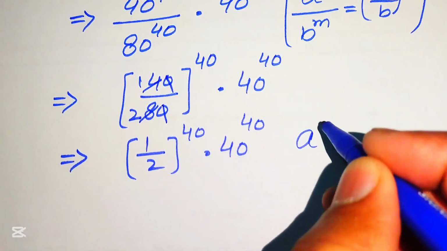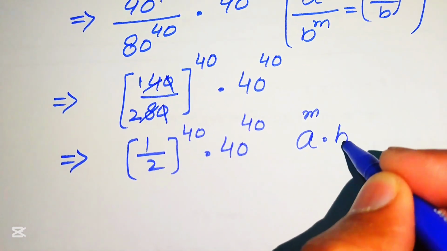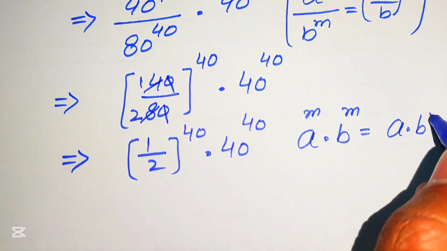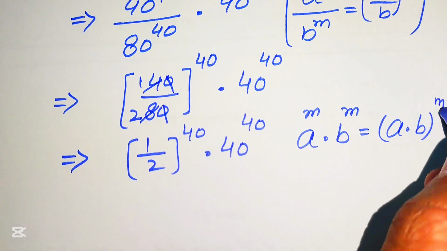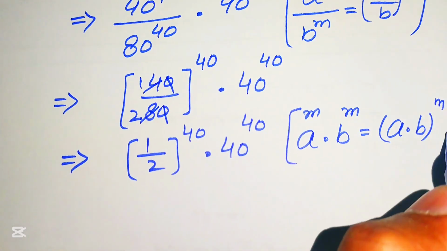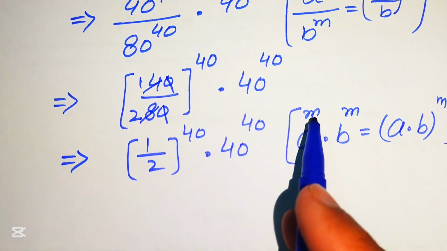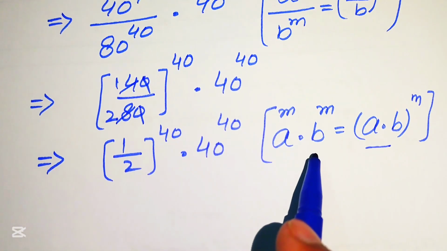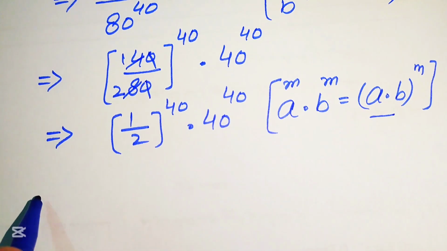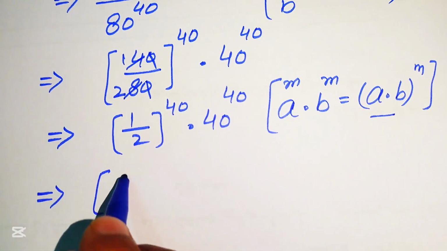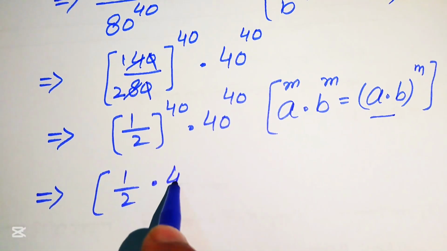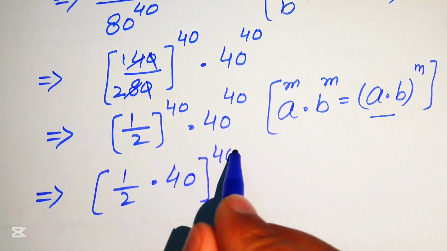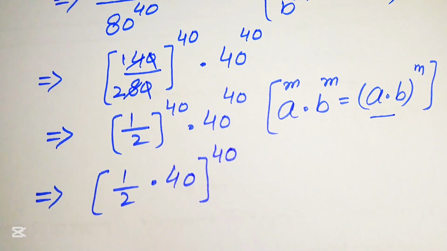You know that a to the power of m multiplied by b to the power of m is written as a multiplied by b, whole to the power of m. So if you have different bases and the same exponents, then we combine them in this way. According to this rule, we combine the exponents of these two terms, and it will be written as 1 over 2 multiplied by 40, whole to the power of 40.